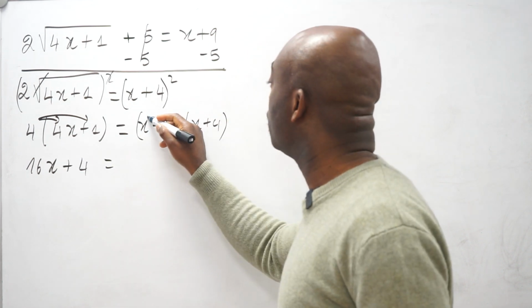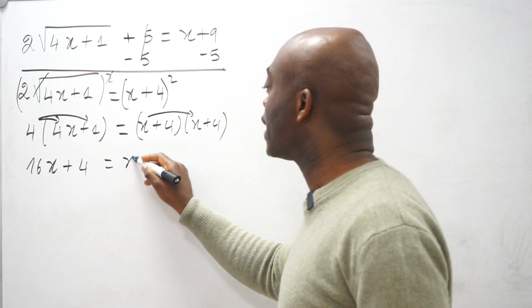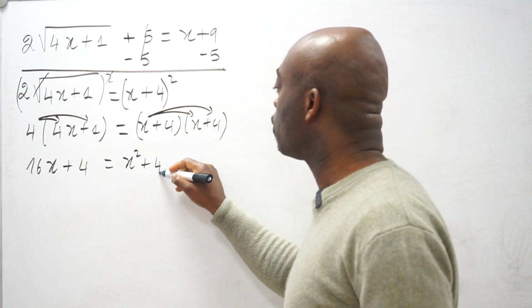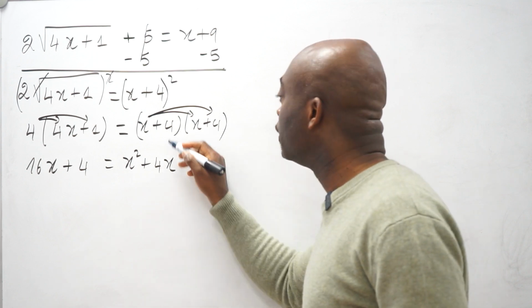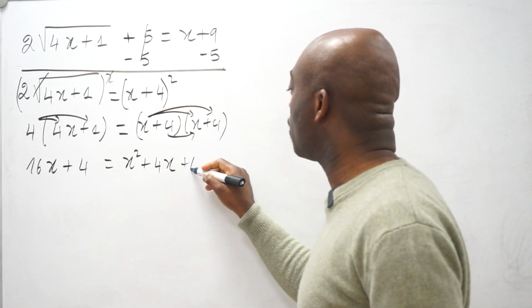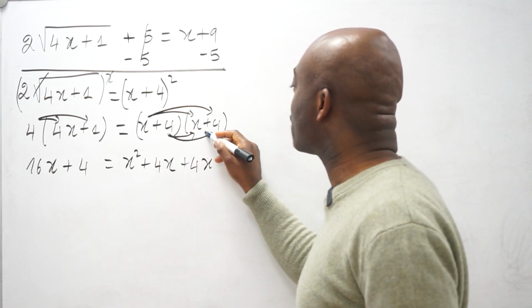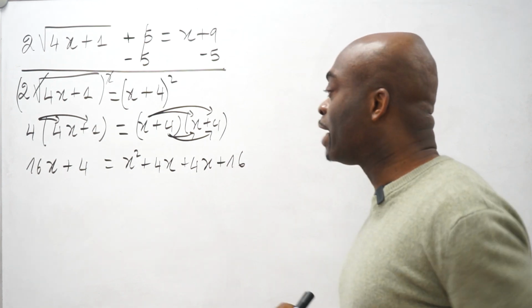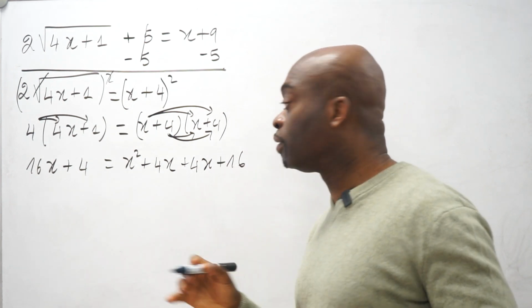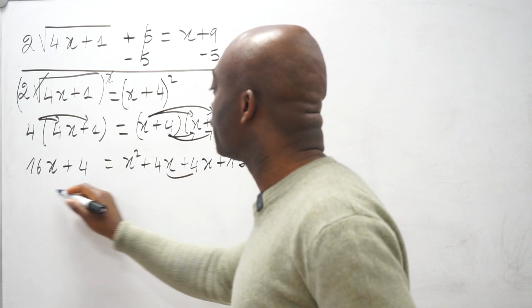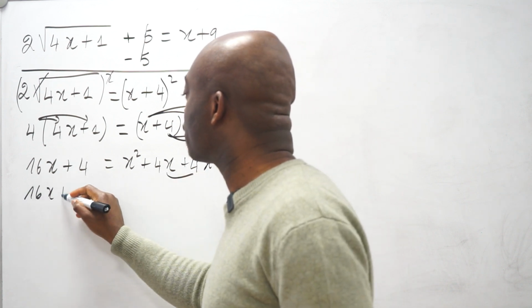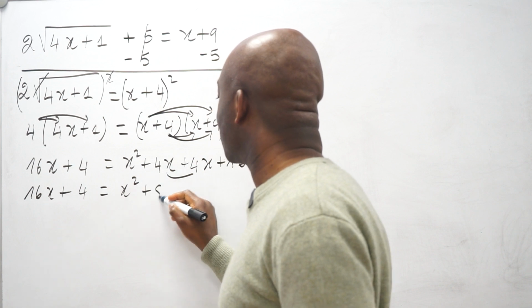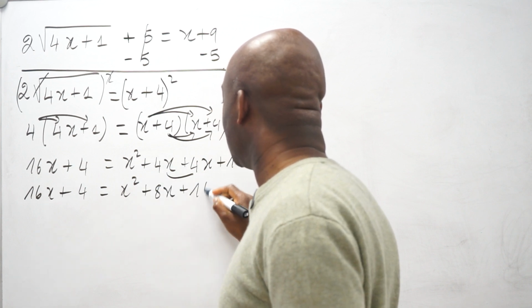So here we are. We have x times x, which is x squared. x times 4, which is plus 4x. All right? Then 4 times x is plus 4x. And then 4 times 4, which is 16. All right? So then you've got to combine all like terms together. That means you're doing this one here. So you end up with 16x plus 4 equal to x squared plus 8x plus 16.